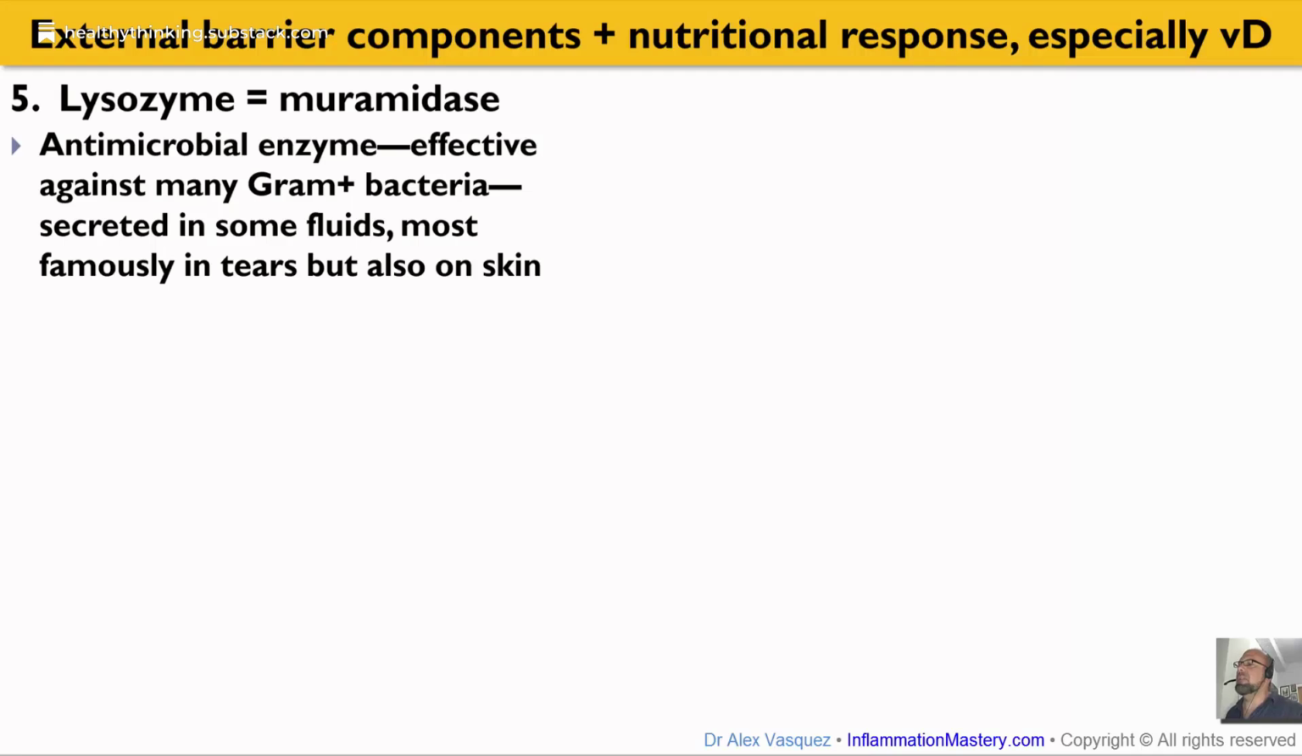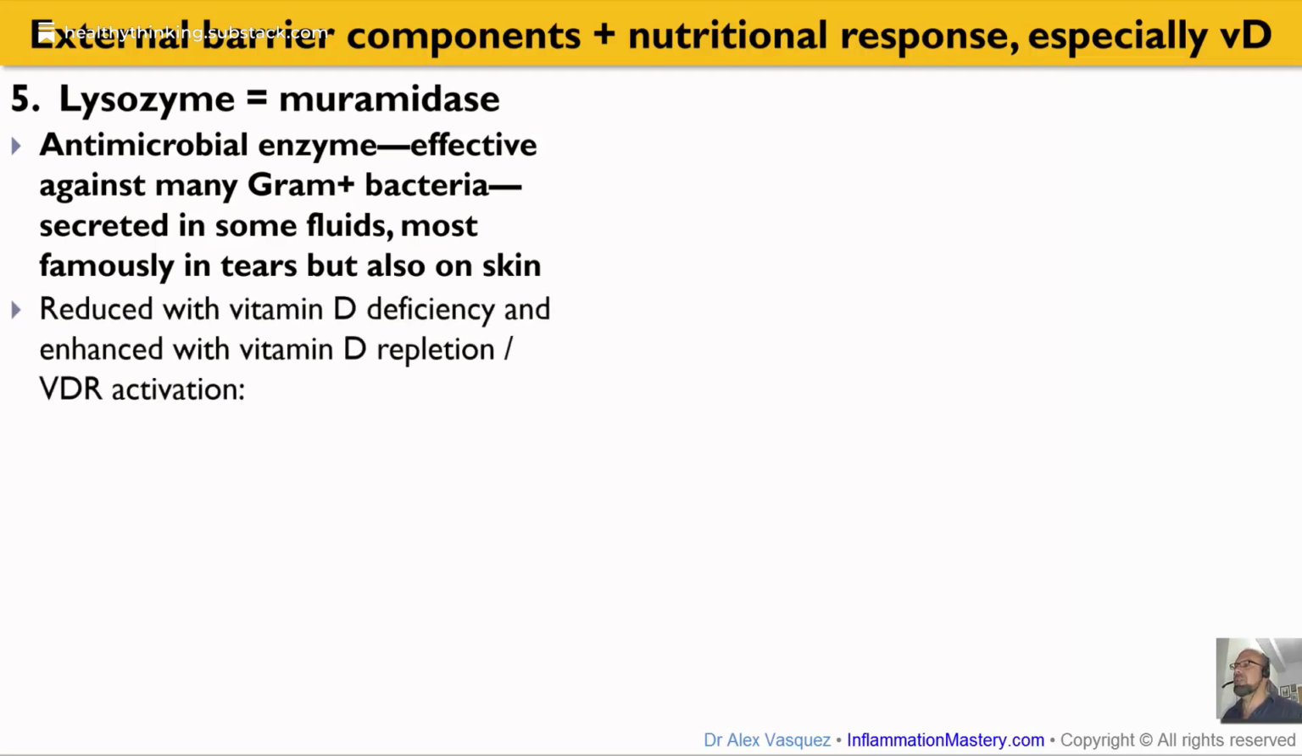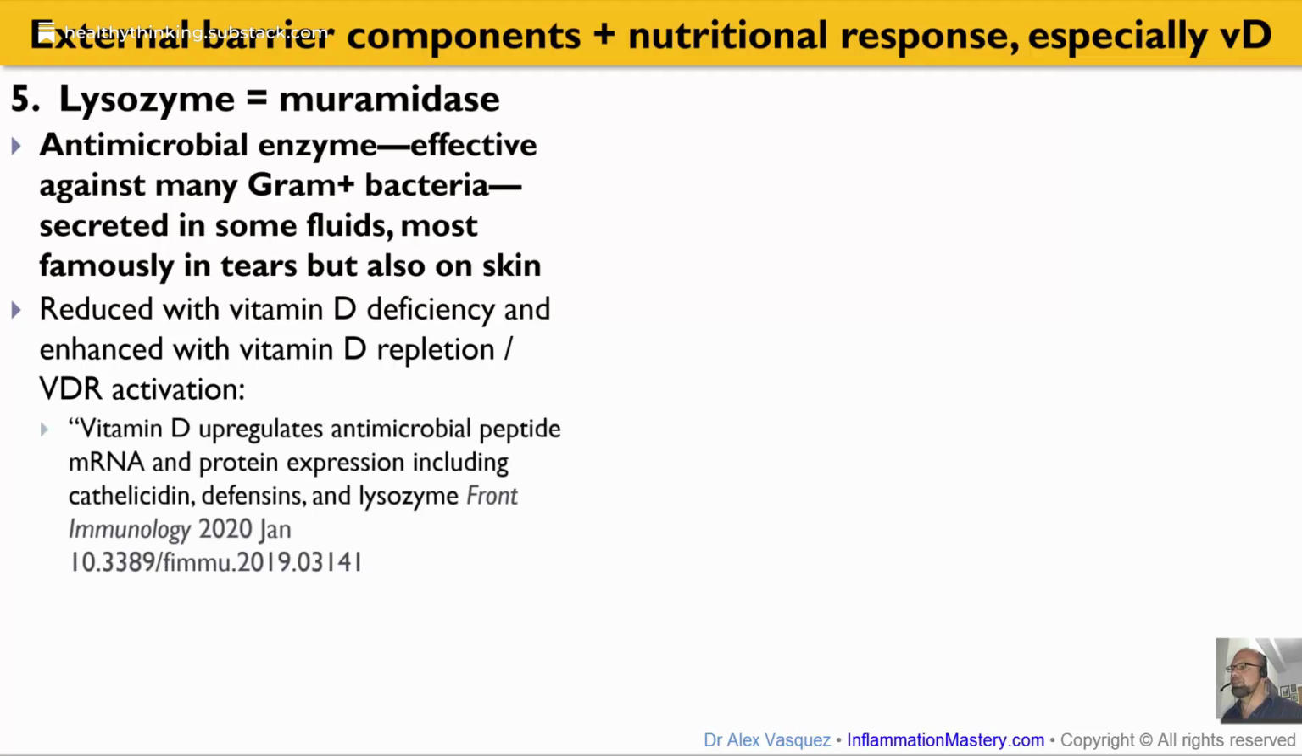Component number 5 that I'm going to talk about is lysozyme. I'm sure most of you remember hearing about this in grade school or certainly in undergraduate biology. This is an antimicrobial enzyme specifically effective against many gram-positive bacteria. This is excreted in some fluids, most famously in tears, but also on the surface of the skin. Lysozyme levels are reduced with vitamin D deficiency and enhanced with vitamin D repletion or VDR activation.